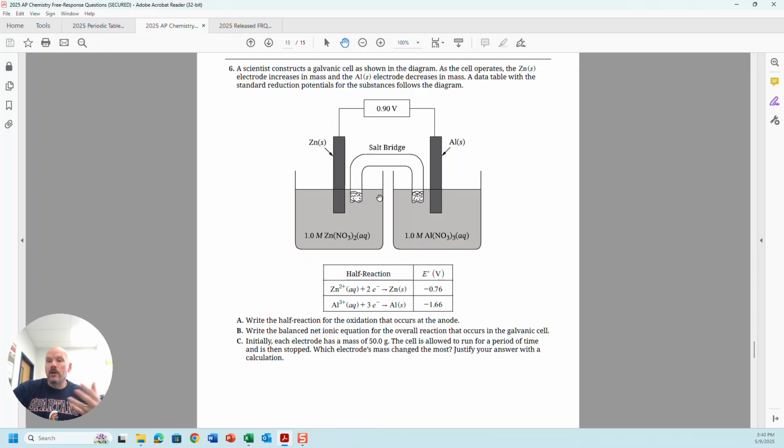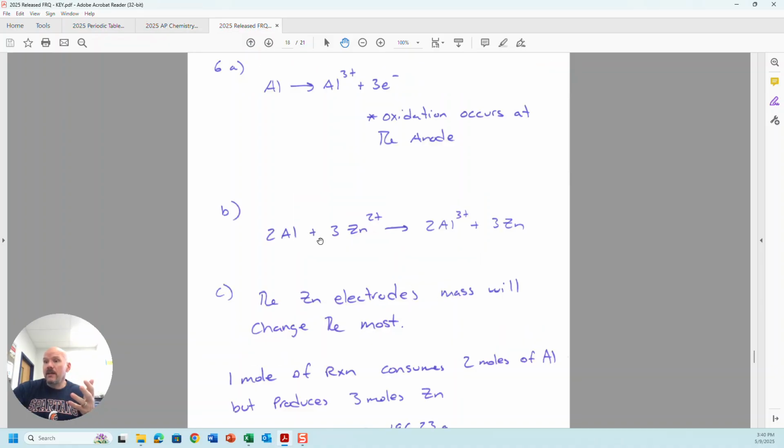And we want to know which one's going to lose more mass, or which one's going to not. So is the aluminum going to lose more mass than the zinc gains, or is the zinc going to gain more mass than the aluminum loses, right? And so first, it's stoichiometry. Second, it has to do with molar masses, right? So understand, for 1 mole of the reaction to occur, we're going to lose 2 moles of aluminum, but we're going to gain 3 moles of zinc. So 3 moles of zinc would be plated on to the zinc electrode, but the aluminum electrode would lose 2 moles.